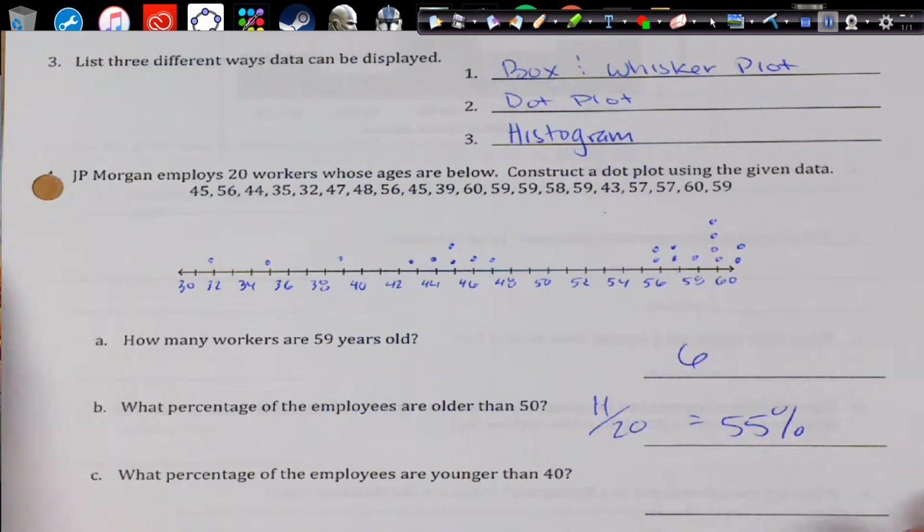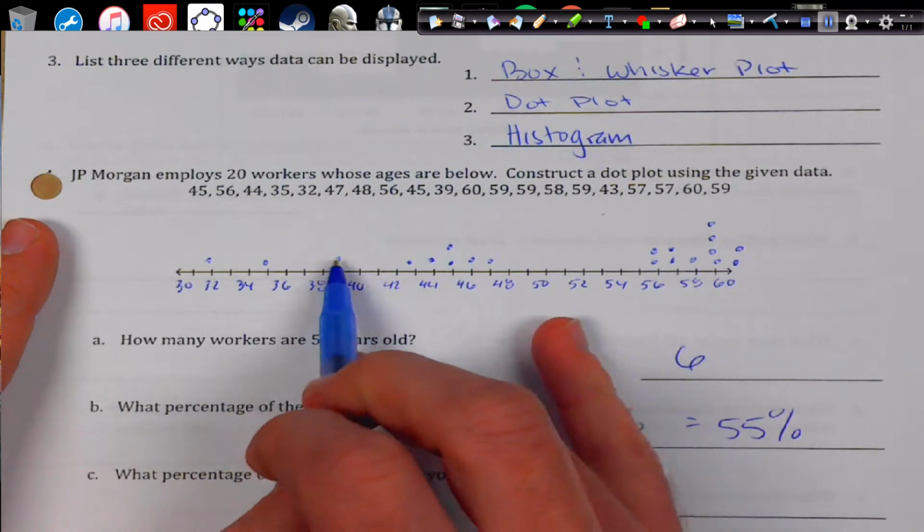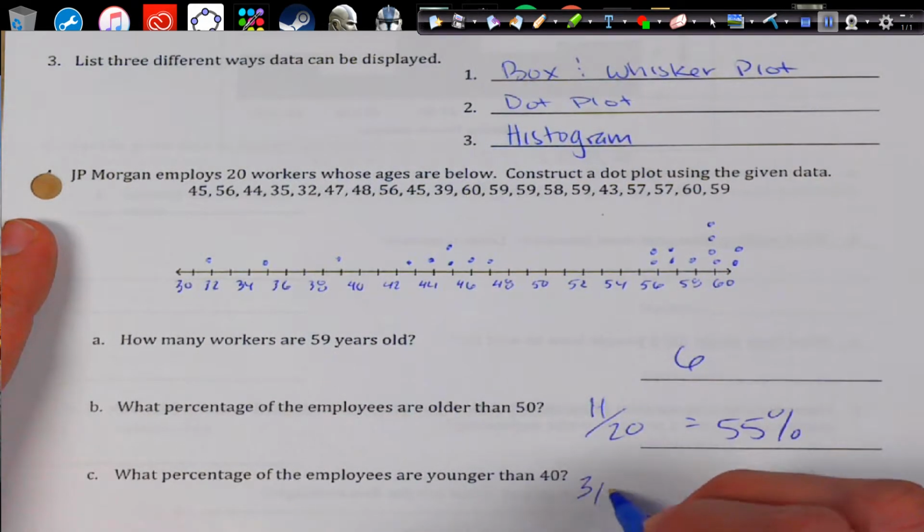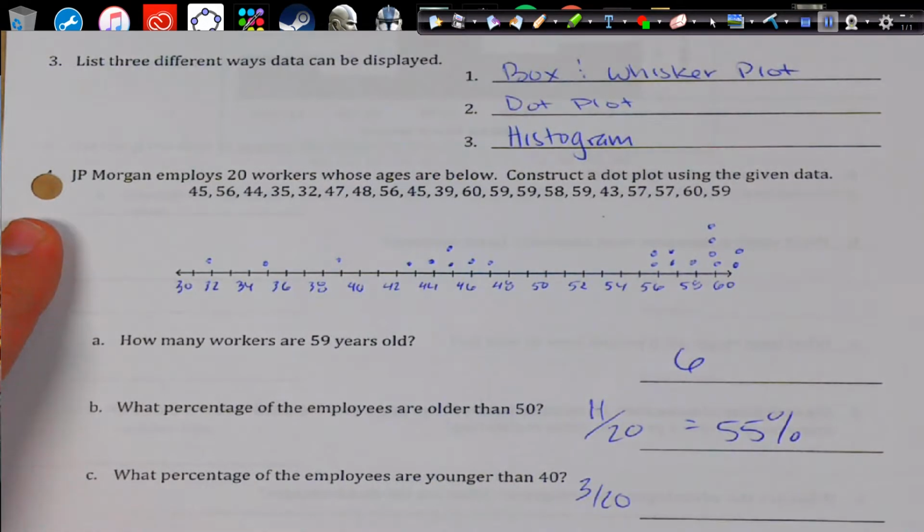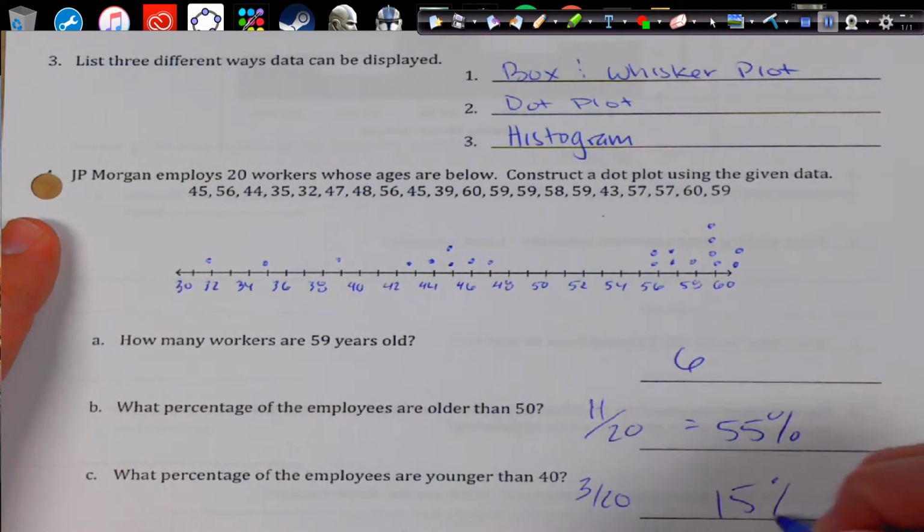What percent of employees are younger than 40? So we're going to go 1, 2, 3 out of 20. And we are going to end up with about 15%.